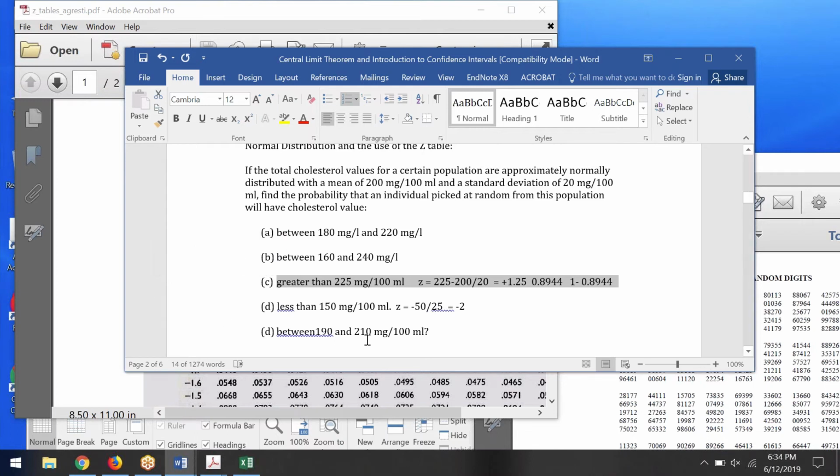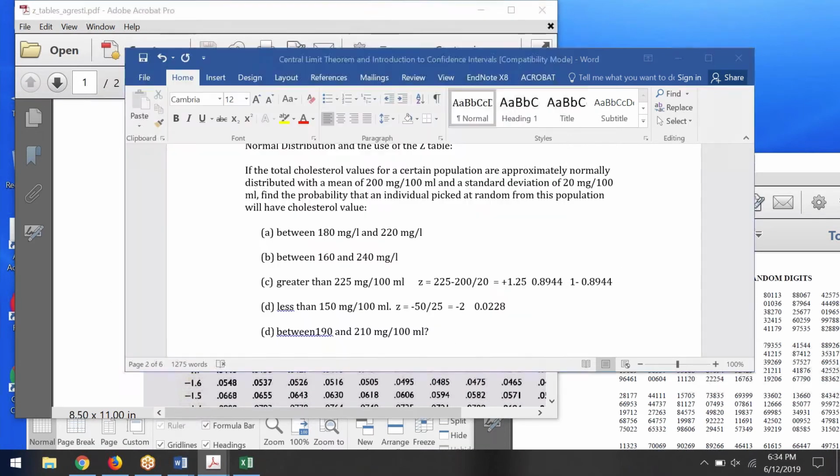And between 150 and 210, so this is 0.0228, I think.